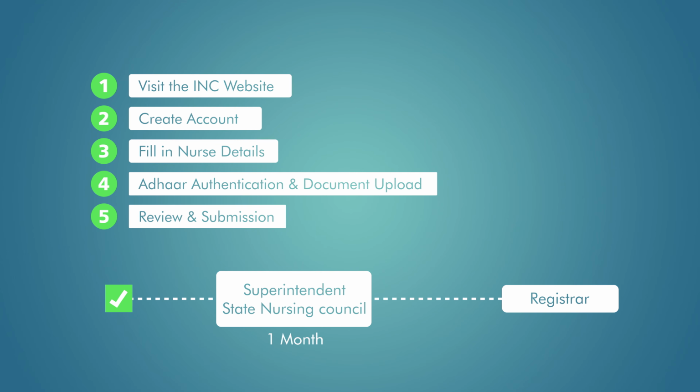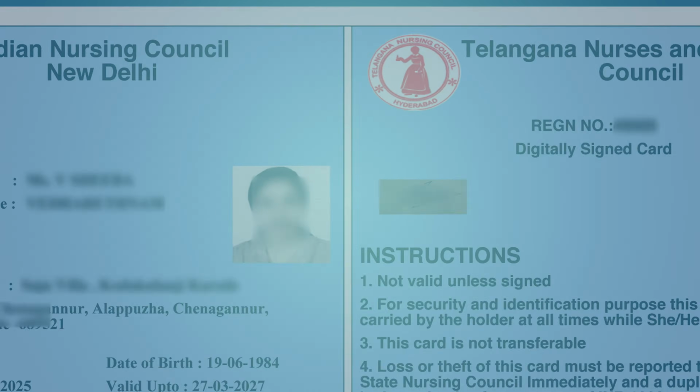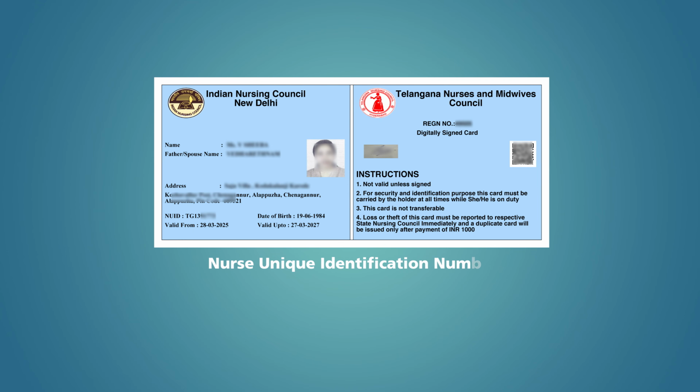Once approved and signed, your NUID card will be generated. You can download it from the NRTS portal. Check the application status on the INC website or your council login. Along with the NUID card, you will receive an INC passbook. If your NUID card is expired, you can apply for renewal using the same portal and process. Always make sure your email and Aadhaar linked mobile number are working, so you receive the OTP for verification.